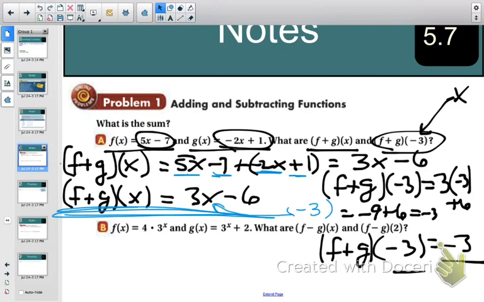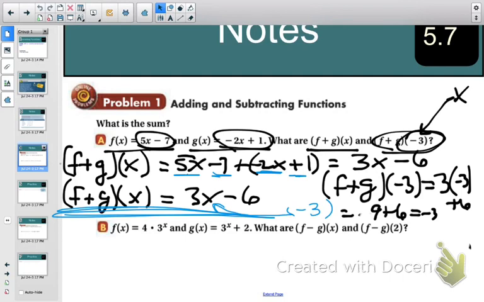Okay, just a coincidence that those are the same number. That does not always happen. It's just a pure coincidence here. Okay, so not too bad. You're just adding the two functions together and then plugging in a number, which is this one right here. Okay, so let's look at the second one then.